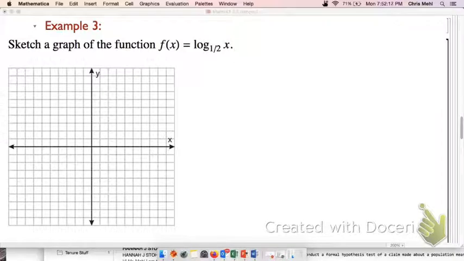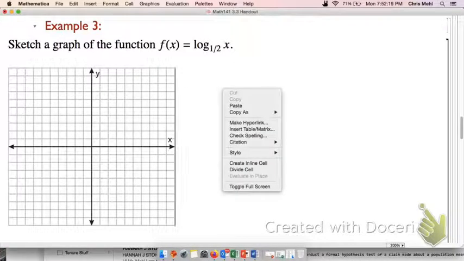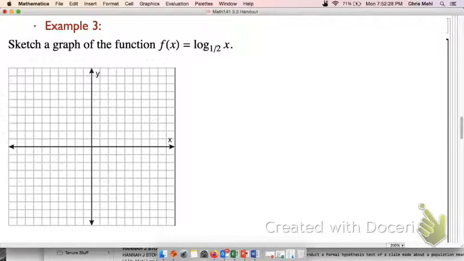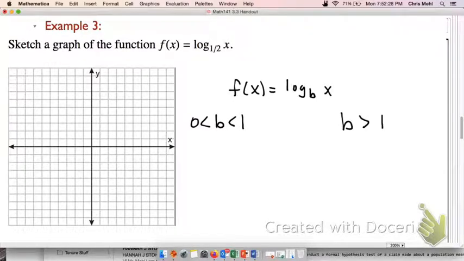Okay, so if I just think about the function, say, f of x is log base b of x, there's going to be 2 cases for the graph. Just like an exponential function, the base can be between 0 and 1, or the base can be greater than 1. Okay, so I'm just going to draw a set of coordinate axes. Here's the x-axis, here's the y-axis.